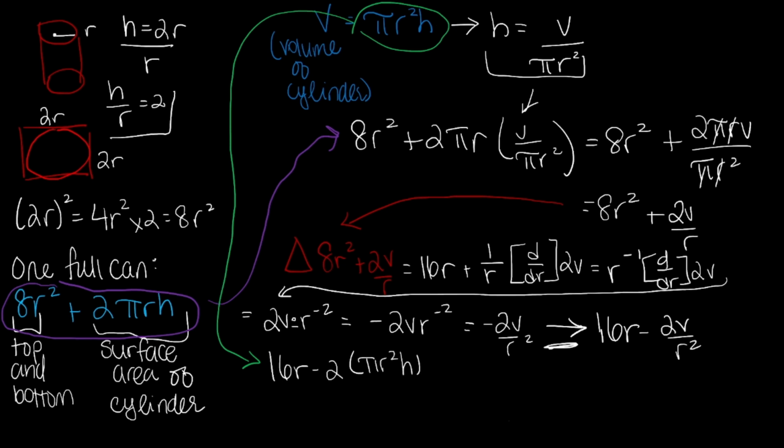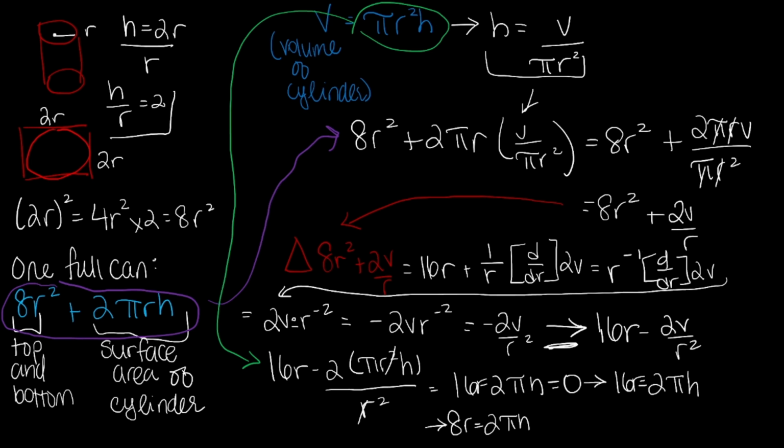By isolating the h and the r, adding 2 pi h to both sides, we're left with the equation 2 pi h equals 16r. Then we can divide both sides by 2, leaving us with pi h equals 8r. Then we can divide both sides by r, and we're left with h over r equals 8 over pi.